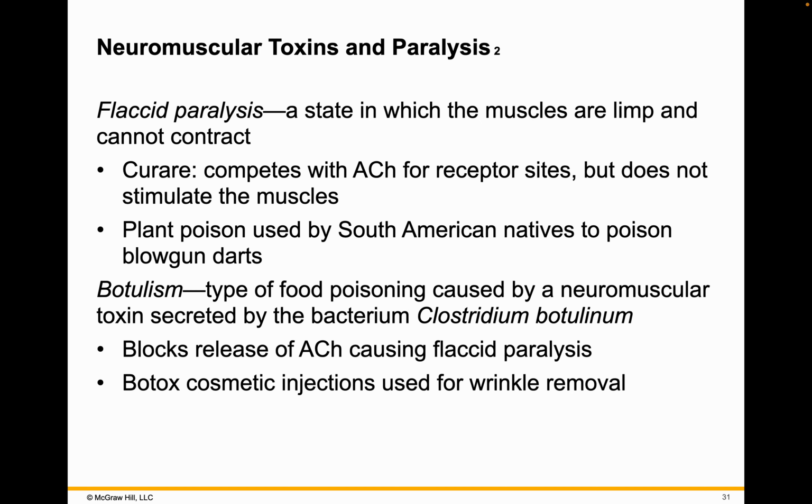Flaccid paralysis is a state in which the muscles are limp and cannot contract. There's a poison called curare that competes with acetylcholine receptor sites but doesn't stimulate the muscle. It's derived from plants used by South American natives to poison blowgun darts. Botulism is a type of food poisoning caused by a neuromuscular toxin secreted by the bacterium Clostridium botulinum. It blocks the release of acetylcholine, causing flaccid paralysis. Botox cosmetic injections are used for wrinkle removal.